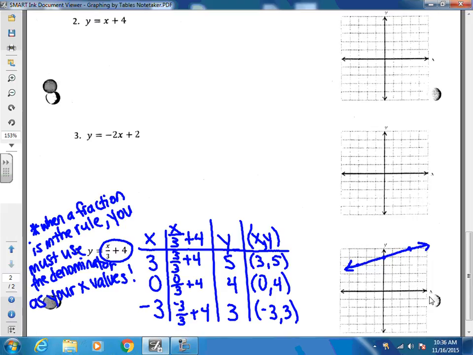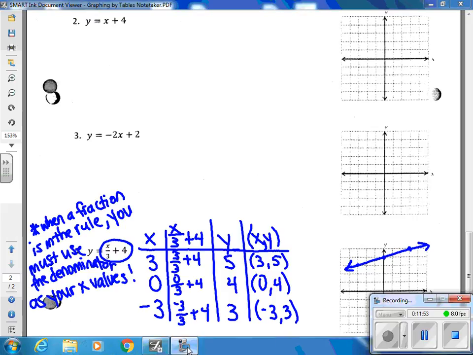All right, so your job is to do numbers 1, 2, and 3 on this back side before you come to class, and we'll see what areas we still need to clear up in your table and graphing aspect of this.